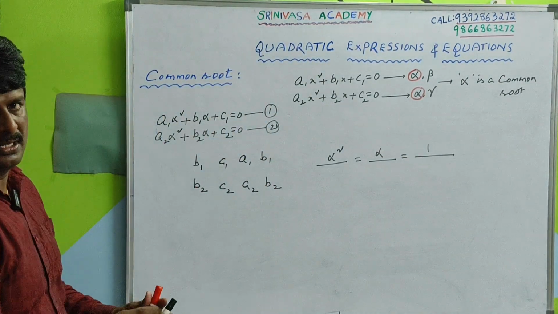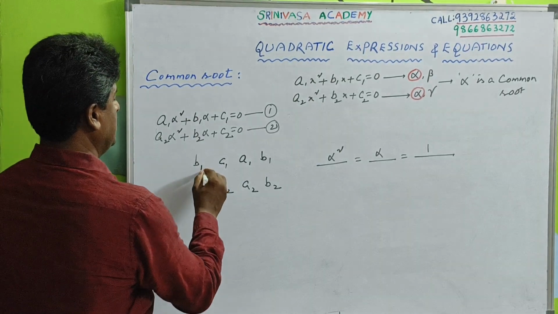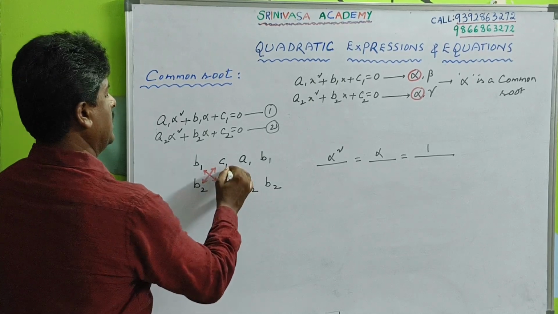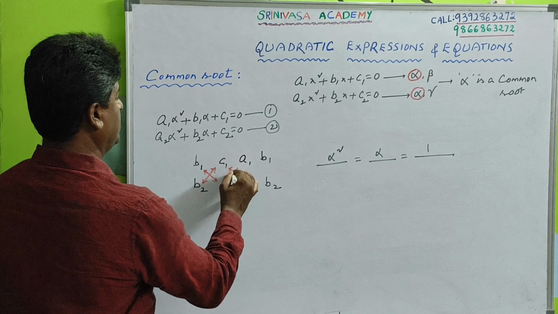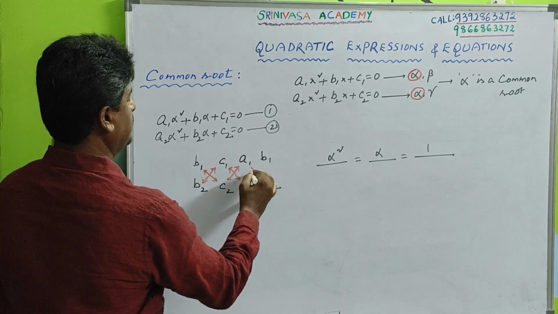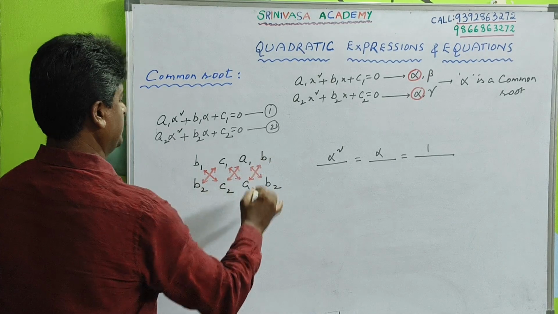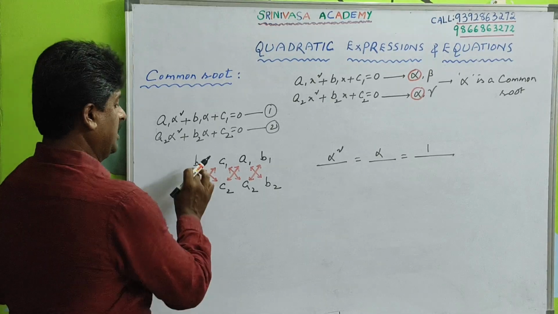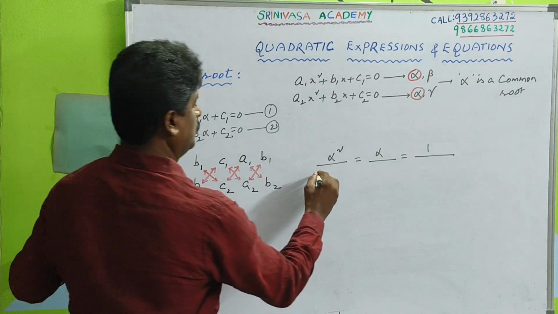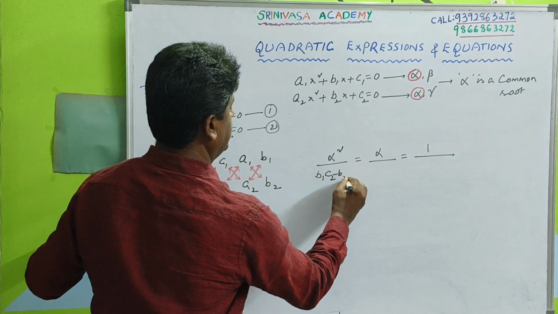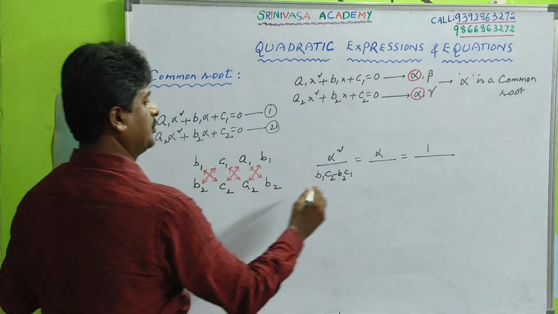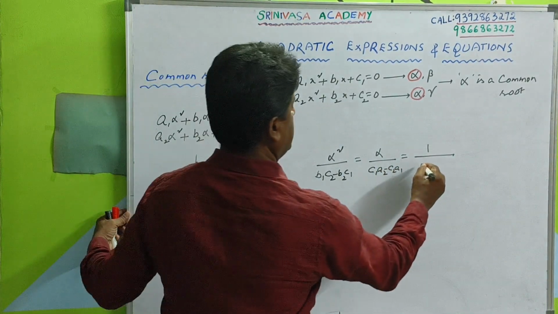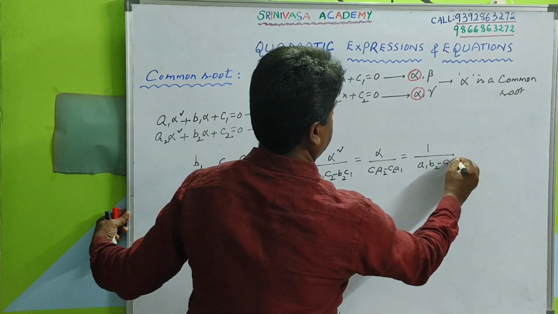Why it is called cross multiplication method is we write under b square alpha square the value obtained by using cross multiplication method. See, below alpha square we write b1 c2 minus b2 c1. Next below alpha we have to write c1 a2 minus c2 a1. Next a1 b2 minus a2 b1.